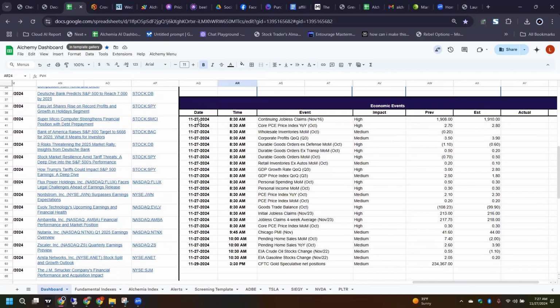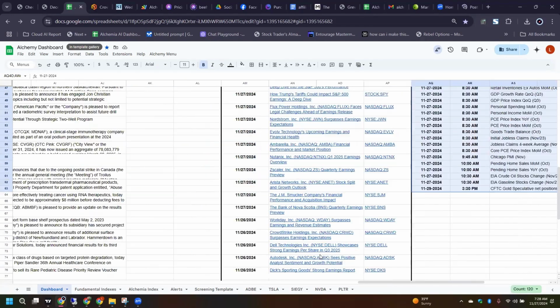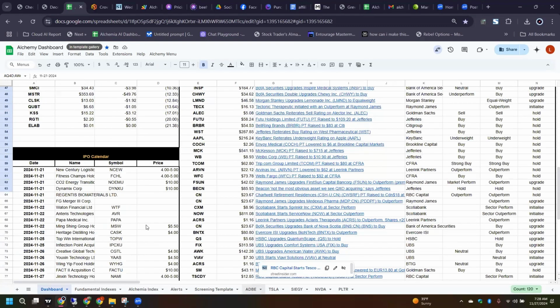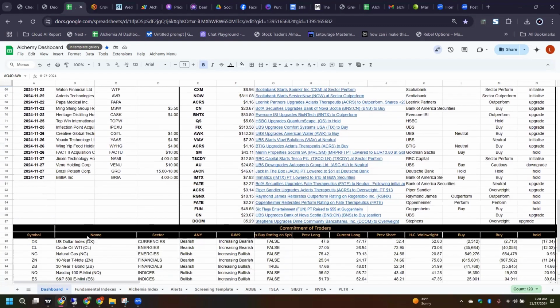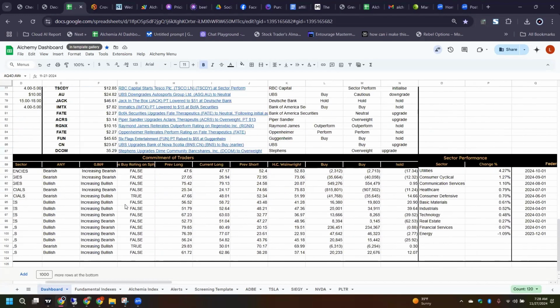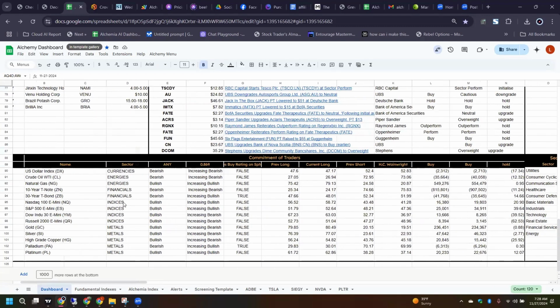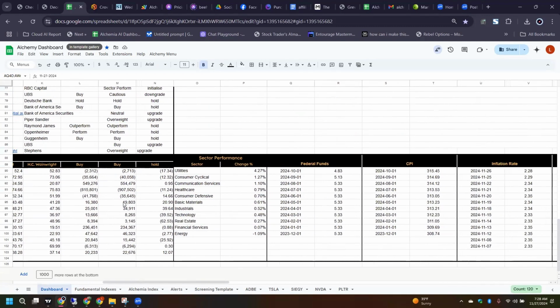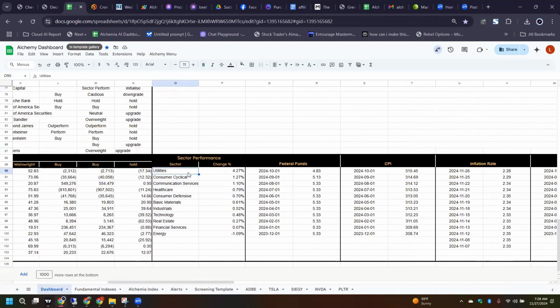Let's see. Today is an economic event heavy day. So this stuff will be in your newsletter, because most of the stuff from the newsletter is pulled directly from the dashboard. I don't use this nearly as much as I should. But here's the commitment of traders data. So we can get an idea of what direction the market is moving in from this tab. We can see that utilities is moving today. And so when I'm looking for stocks, one of the things I'll be considering is: is it in the utilities sector?